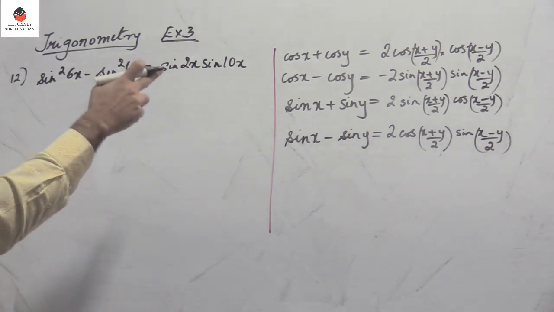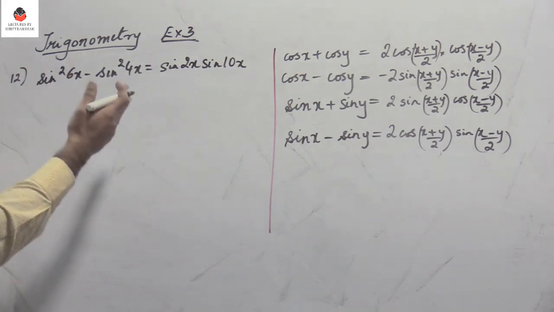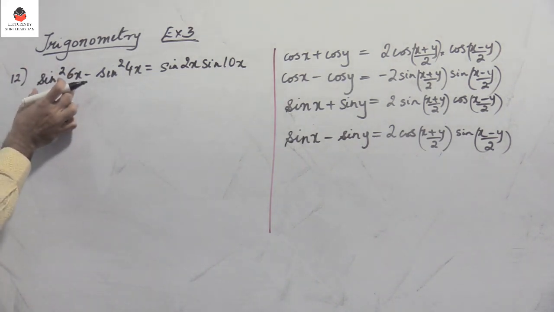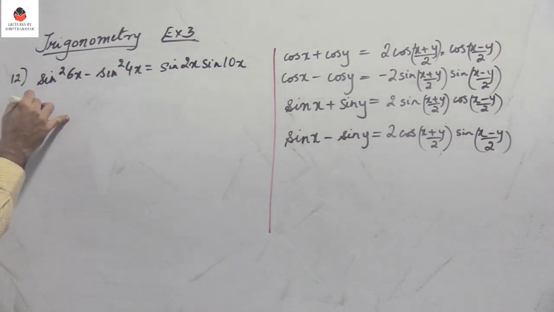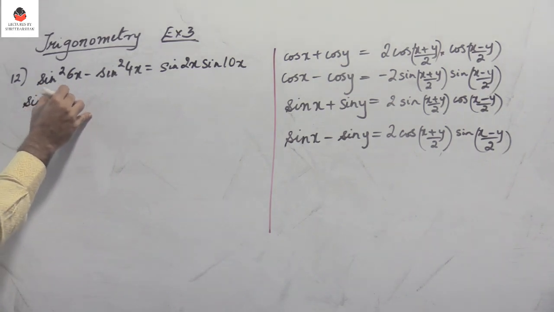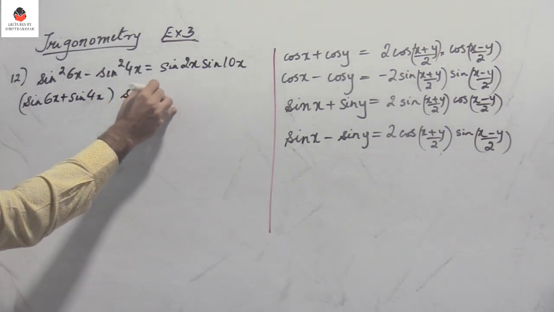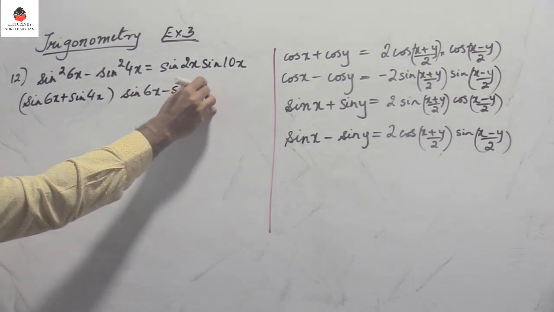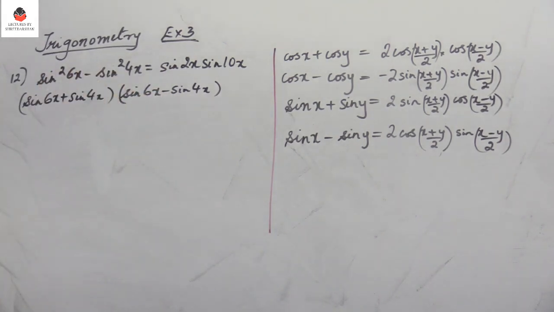So I have written 4 formulas here, and we need to use these 4 formulas to prove LHS equals RHS. Now this is of the form a square minus b square, which is a plus b into a minus b. So I write it as sine 6x plus sine 4x, and then sine 6x minus sine 4x. Here the third formula, sine x plus sine y, is of that form.